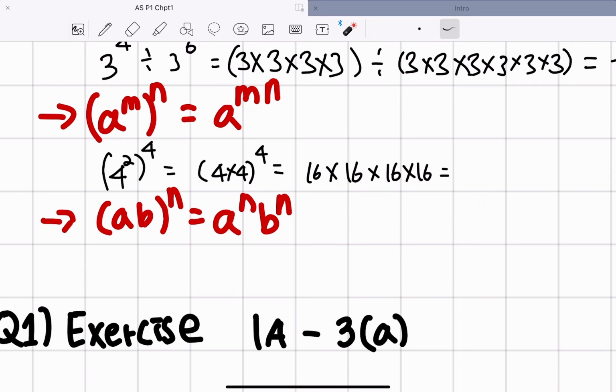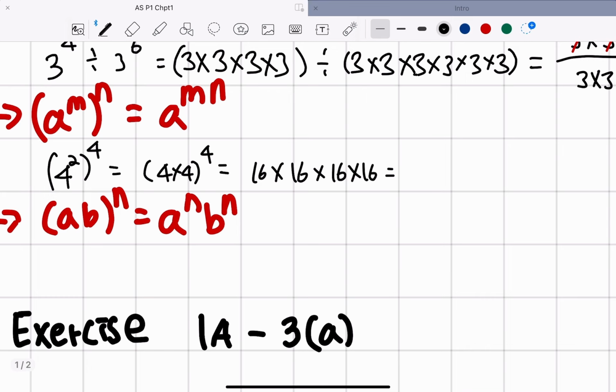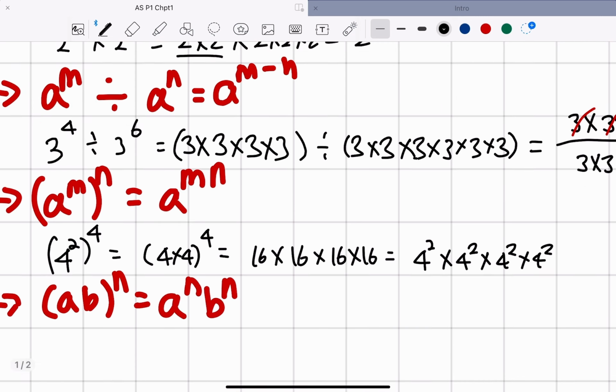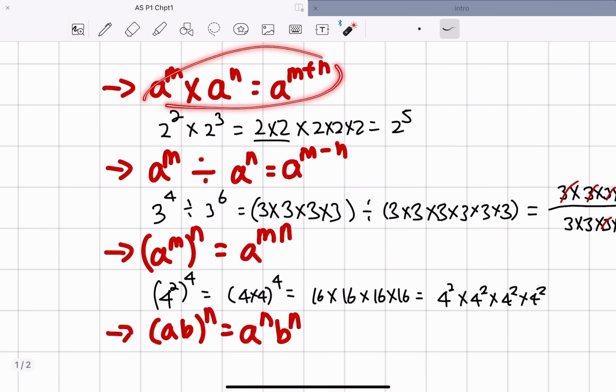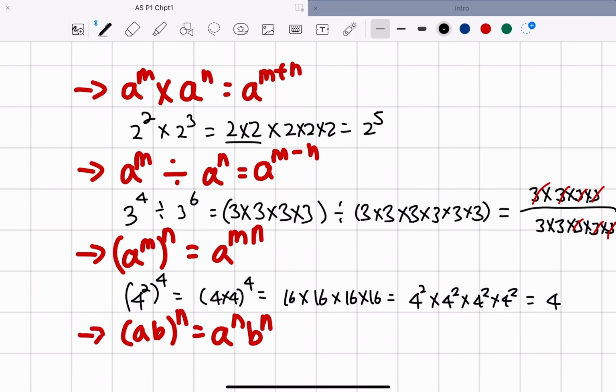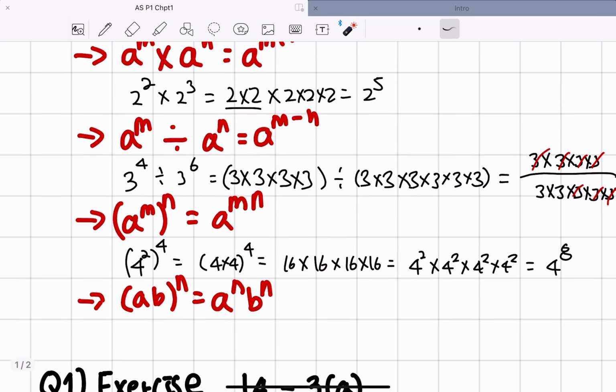And if we change 16 to 4, we can use 4 squared times 4 squared times 4 squared times 4 squared, and then we can simply use the first law to simplify this, right? So we can write down 4 to the power of 2 plus 2 plus 2 plus 2, which is 8, right? And this 8 comes from 2 times 4, which is m times n. So we can also use this one.